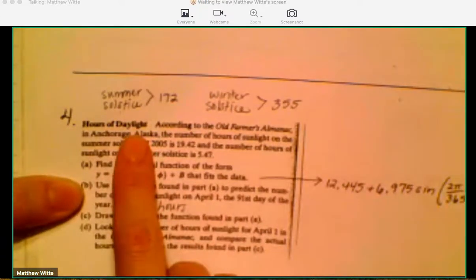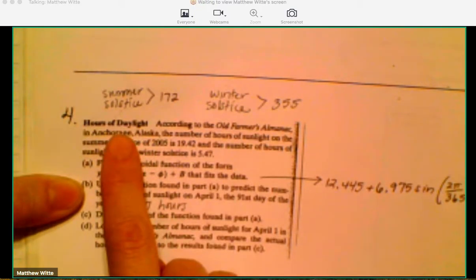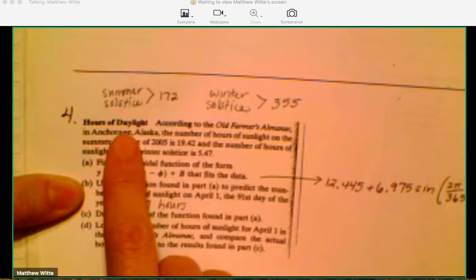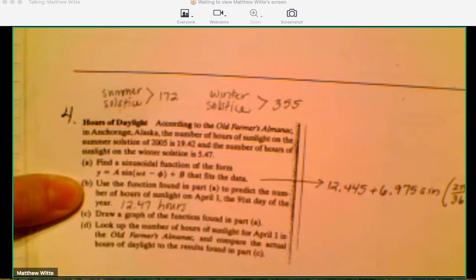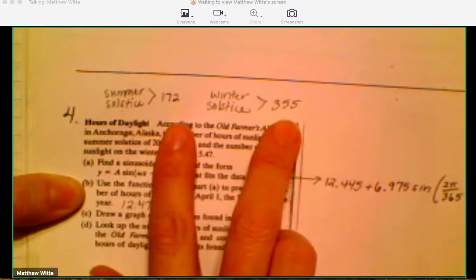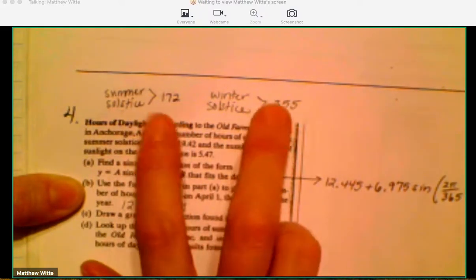Heads up though, question 4, because nobody reads the book, even though I ask you to, and I beg you to, you don't read it. Hours of daylight, there's like a whole paragraph in that section that talks about the hours of daylight and when your summer solstice is and when your winter solstice is. And I think we know that they occur on the 21st of the months.